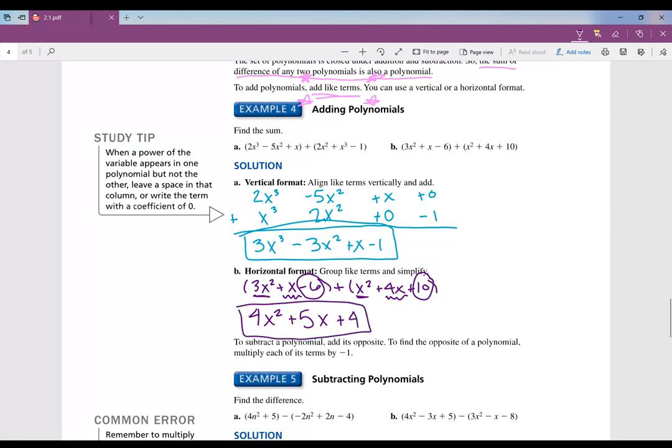So you end up doing the same thing for both of them basically, but if the vertical is easier for you, that's fine. And if you like the horizontal format, then that's great as well.